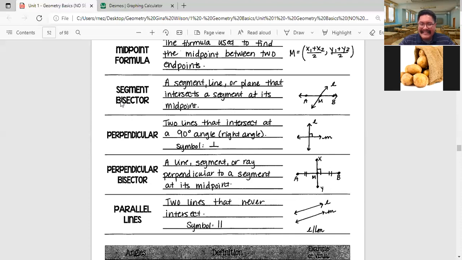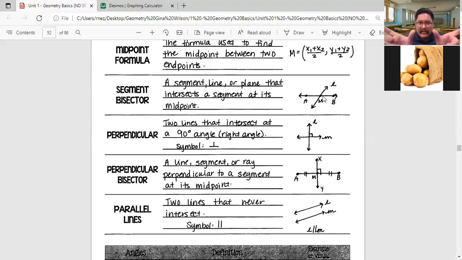Now, when you bisect something, that means you're cutting it, like if you want to bisect a pizza. So that's the definition: a segment, line, or plane that intersects a segment at its midpoint. That's the important part, it has to be right in the middle. Here I have AB, and that's our line, and we're going to bisect it with this other line, L, through the point M. So M is where this bisection happens. Now AM is equal to MB.